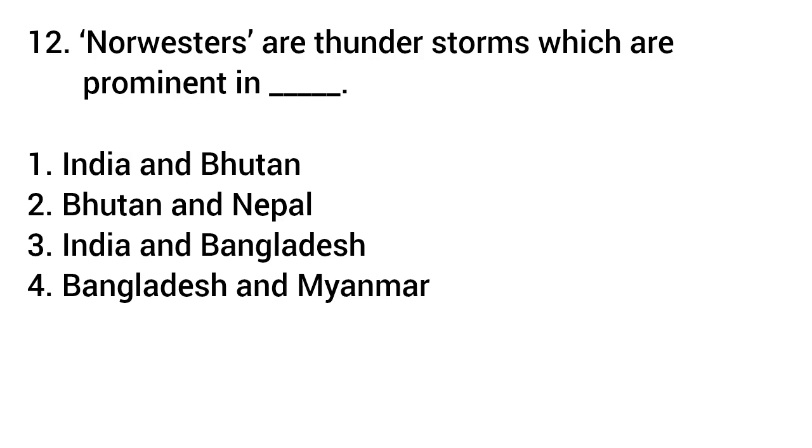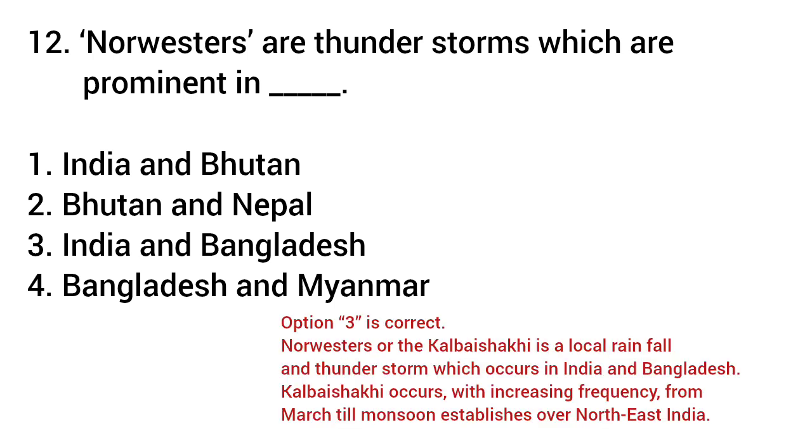Nor'westers are thunderstorms which are prominent in. Answer. Option 3 is correct. Nor'westers or the Kal Vaisakhi is the local rainfall and thunderstorm which occurs in India and Bangladesh. Kal Vaishakhi occurs with increasing frequency from March till monsoon establishes over northeast India.